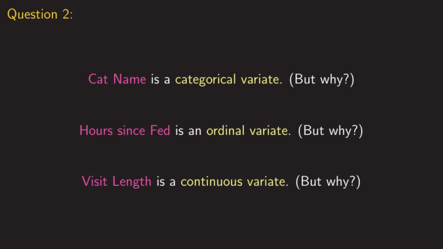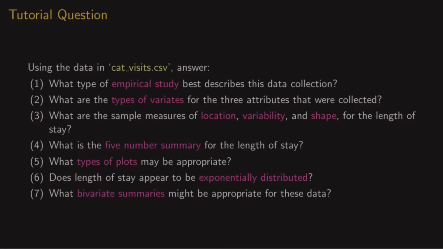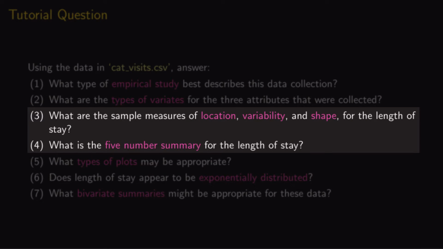I included these 2 variates to demonstrate the importance of considering the intention of a variate for describing its type, but also just to show that these definitions need to be flexible. Next, we begin to look at the summary information for the visit length variable.